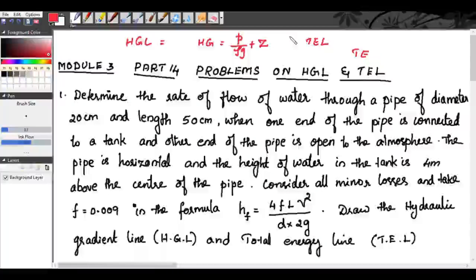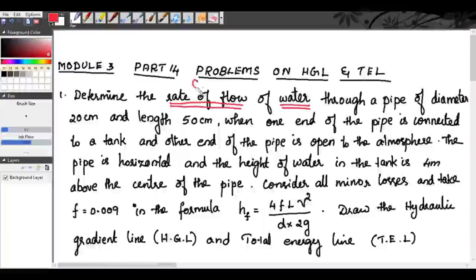So the first problem is, determine the rate of flow of water. So the flowing liquid is water. We need to find the rate of flow, that means we need to find what is Q, the discharge. Determine the rate of flow of water through a pipe of diameter 20 centimeter and length 50 centimeter.